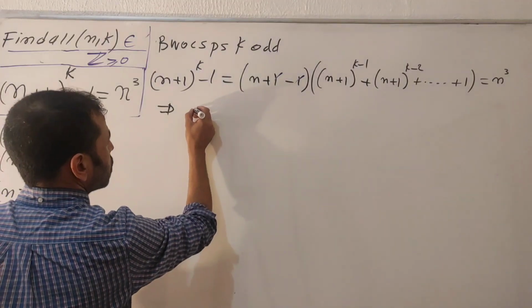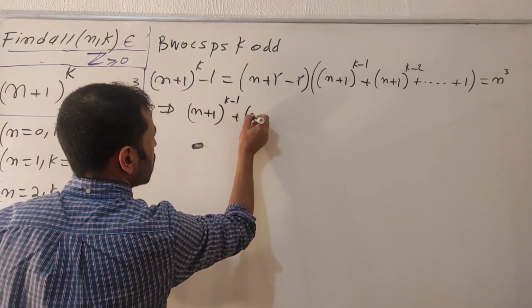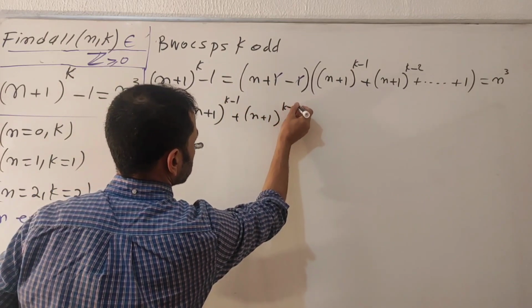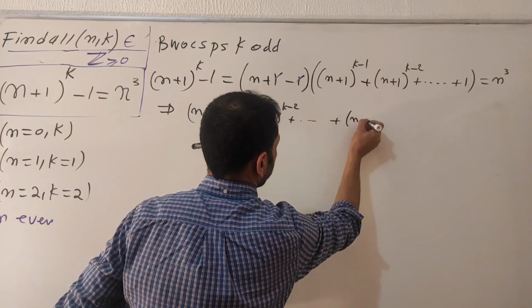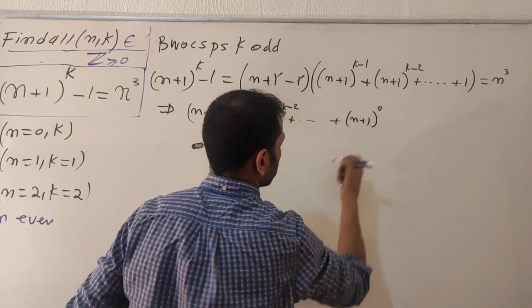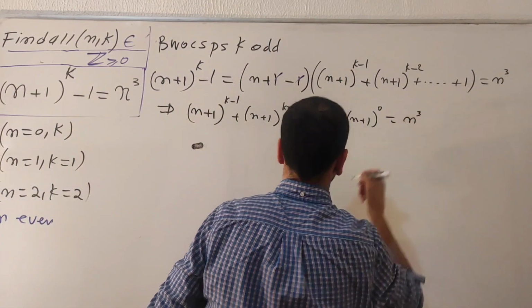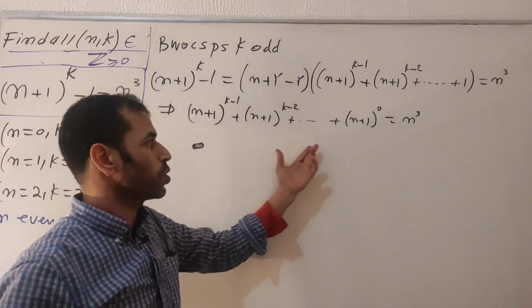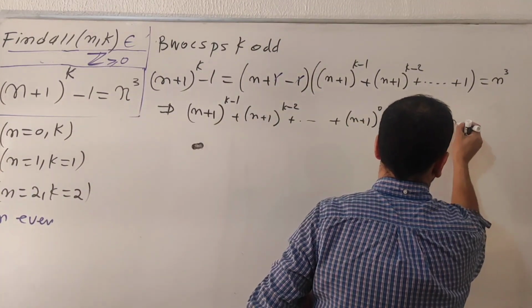So I get here (n+1)^(k-1) + (n+1)^(k-2) and so on, all the way down until you get (n+1)^0, which is 1, okay? Which equals n cubed. The next thing up, I'm going to reduce both sides of this equation mod n. So this one is congruent to 0 mod n.